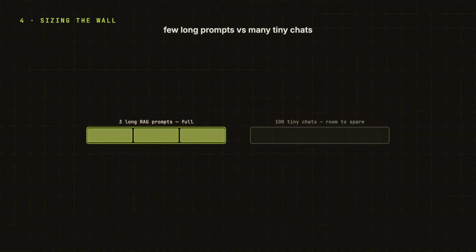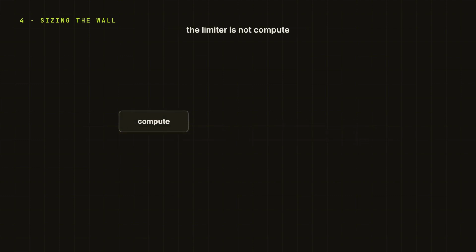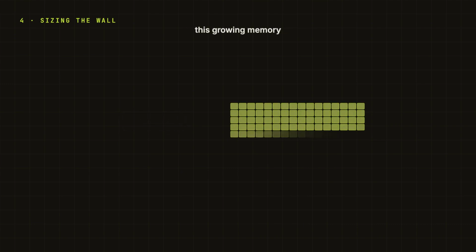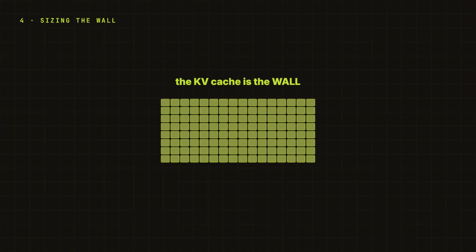A few users with very long RAG prompts can eat more memory than 100 users sending tiny chat messages. So the thing that limits how much you can batch, and batching is how you get throughput, is not compute. It is this growing memory object. The KV cache is the wall. And once you see that, every trick in the rest of this video is really the same trick. How do we fit more useful tokens against this wall?